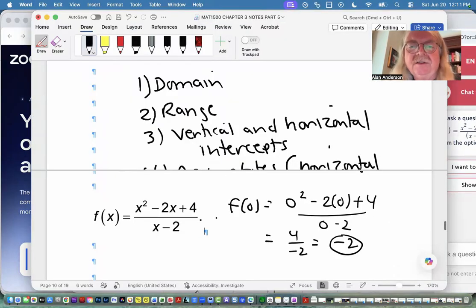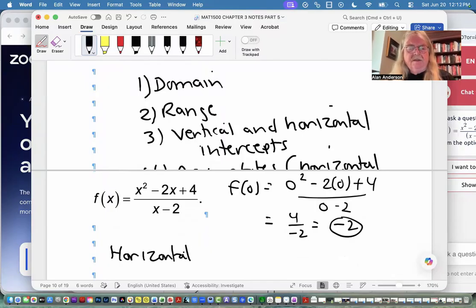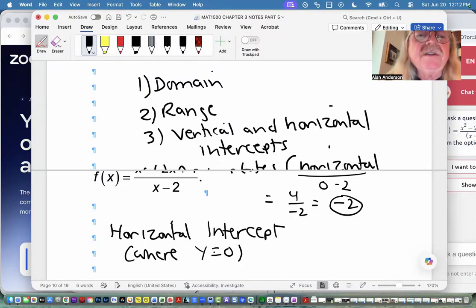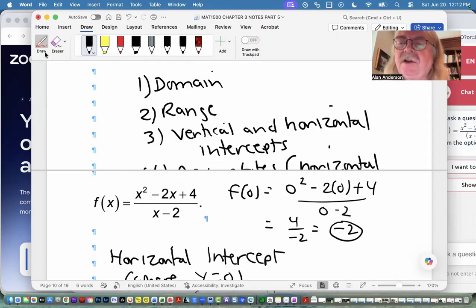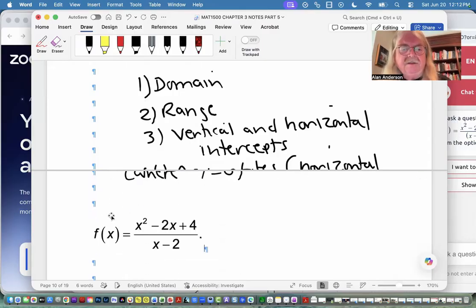What about the horizontal intercept? Keep in mind that this is simply where, this time, it's y that equals 0. So we'll set this function equal to 0 and solve for x, sorry, x. All right, let's try that.